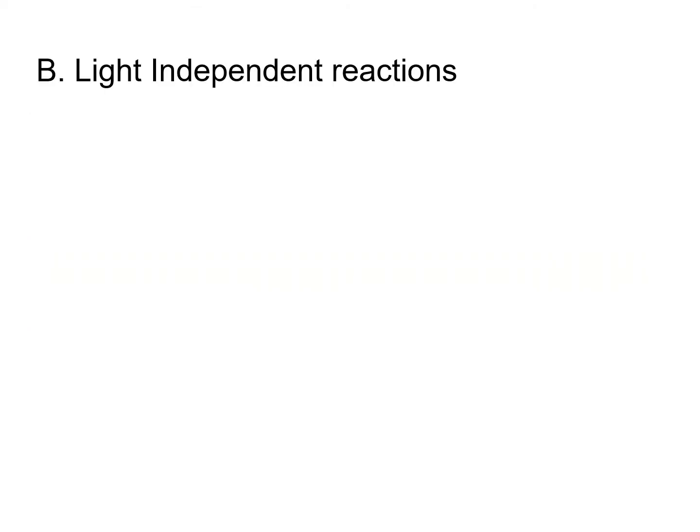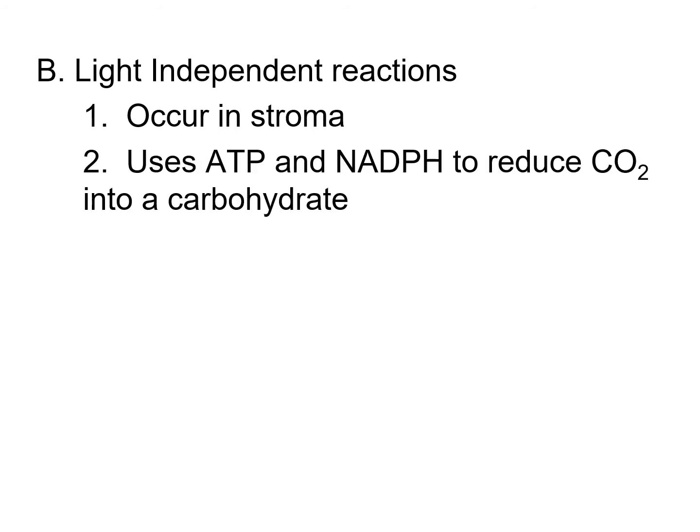All right, now on to the light-independent reactions. These reactions are happening inside the fluid space that surrounds the thylakoids called the stroma. In these reactions, the ATP and the NADPH is used to reduce carbon dioxide. That process requires energy supplied by ATP. It requires hydrogens supplied by NADPH. Carbon dioxide will be reduced into a carbohydrate.